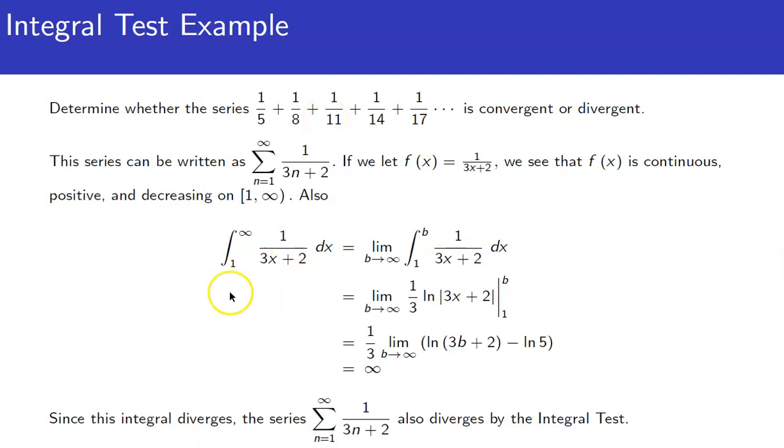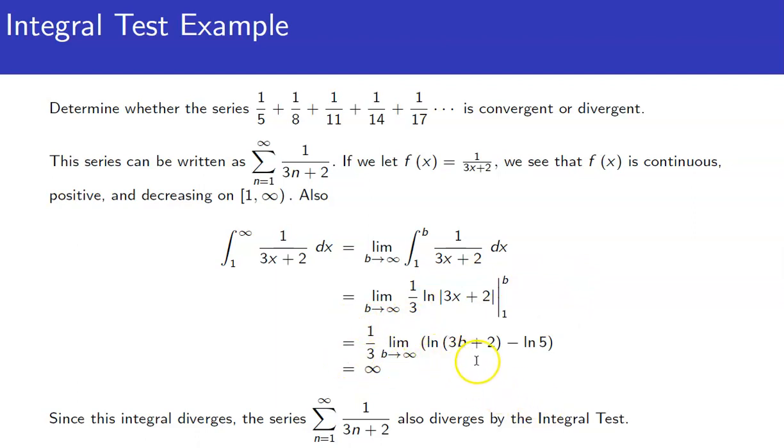So let's do that. We'll take the integral from 1 to infinity of 1 over 3x plus 2 dx. We're going to handle that improper limit of integration by replacing it with a variable and letting that variable go off to infinity. So now we'll calculate the integral. An antiderivative for 1 over 3x plus 2 is 1/3 natural log of 3x plus 2. Plug in our endpoints, and we'll go ahead and just pop that 1/3 out in front.